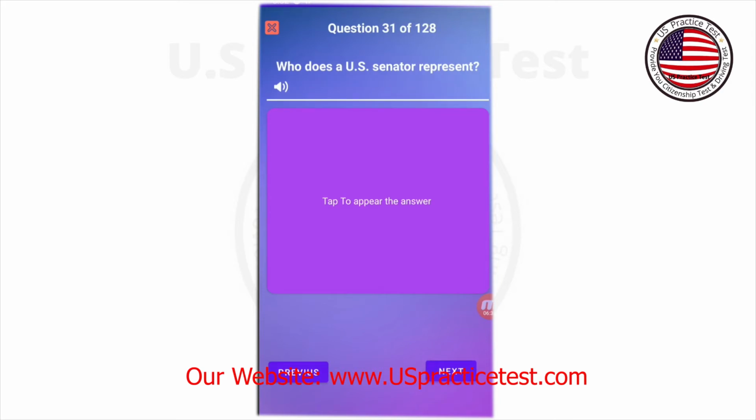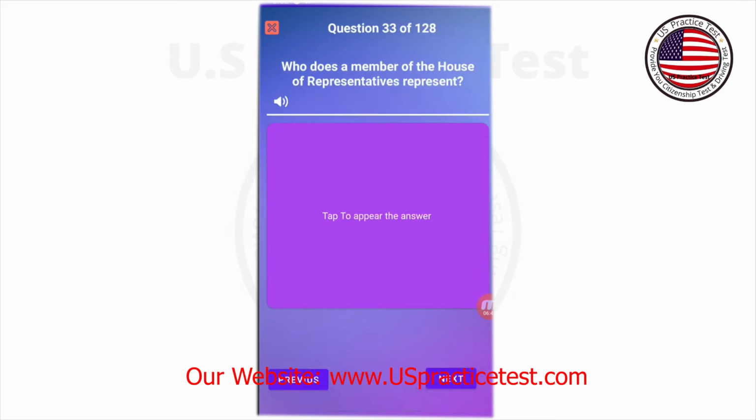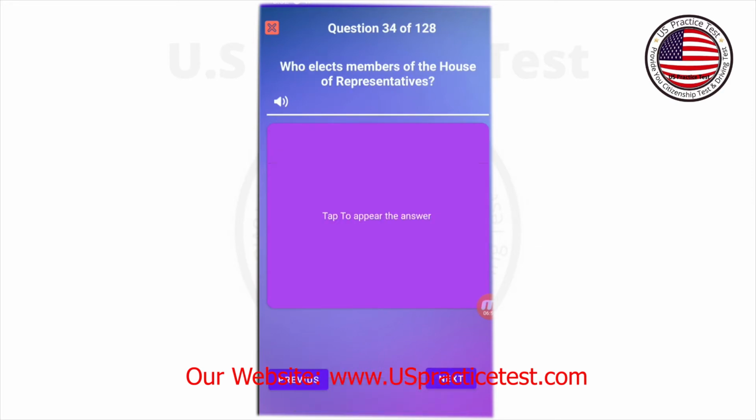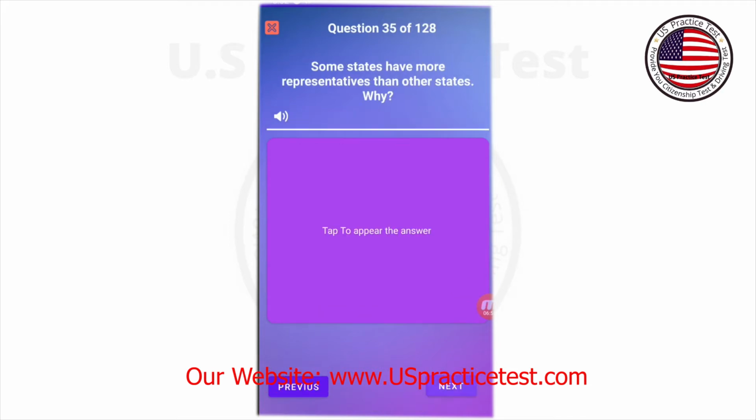Who does a U.S. Senator represent? Citizens of their state. Who elects U.S. Senators? Citizens from their state. Who does a member of the House of Representatives represent? Citizens in their congressional district. Who elects members of the House of Representatives? Citizens from their congressional district.